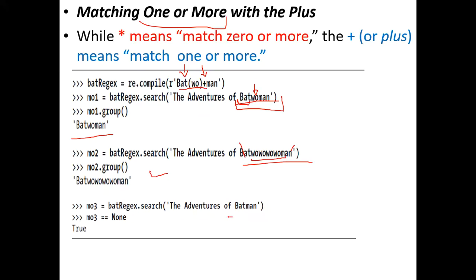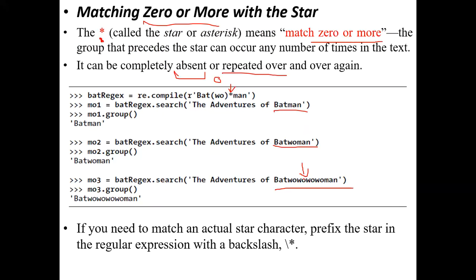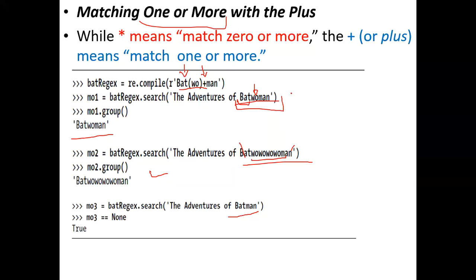But in the previous example, Batman matched because of the asterisk, because WO appeared how many times? 0 times. Here also WO appeared how many times? 0 times. In that case it is not going to match, so search is going to return one value. What is that value? None. That means it is not going to match. Next it checks mo3, and the content of this object is None, because it has not matched with the third example.